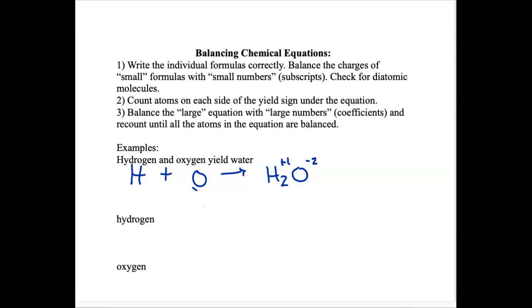Back in our reactants, we learned that hydrogen and oxygen are both diatomic. So every time we write those by themselves as an element, they have a 2 beside them. They always come in pairs.